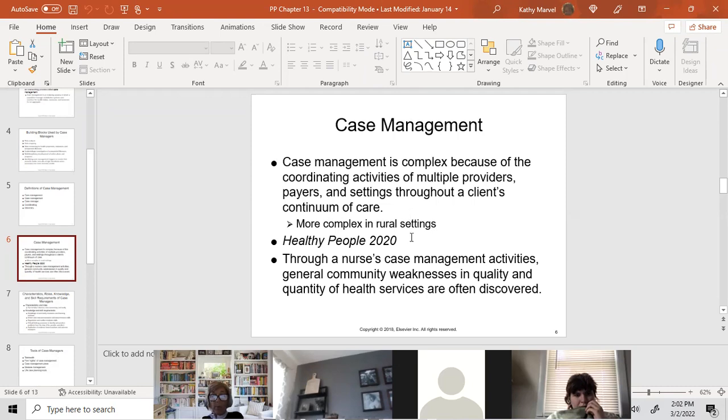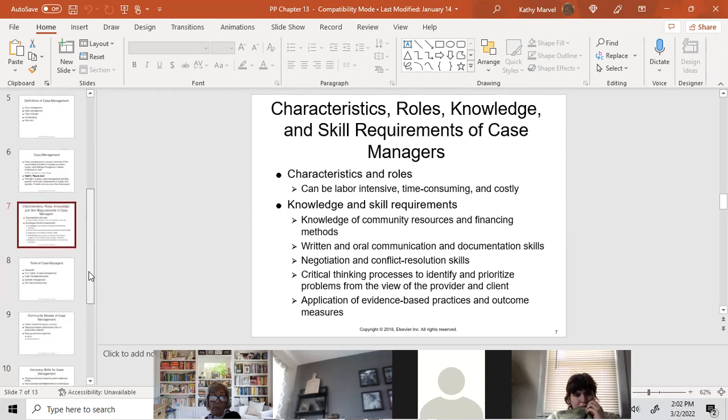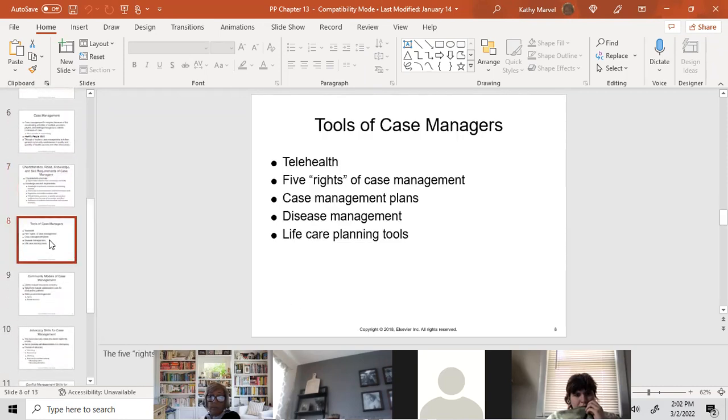And we'll go to the chapter and review the Healthy People 2020 about what their goals are for case managers. So what are the characteristics, roles, knowledge, and skill requirements of case managers? You can take a look at those. What are the tools that case managers might use?